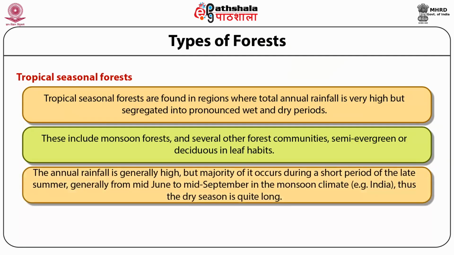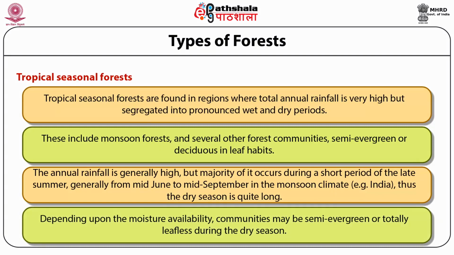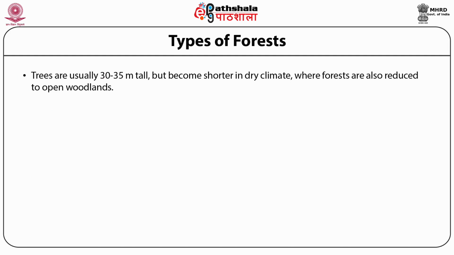The annual rainfall is generally high, but the majority of it occurs during a short period of the late summer, generally from mid-June to mid-September in the monsoon climate. Thus, the dry season is quite long. Depending upon the moisture availability, communities may be semi-evergreen or totally leafless during the dry season. But species which shed leaves with the onset of the dry season begin to leaf out and flower well before the end of the summer drought. Trees are usually 30 to 35 meters tall but become shorter in dry climate, where forests are also reduced to open woodlands.